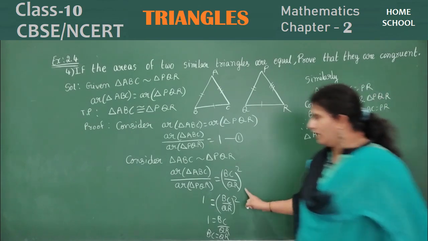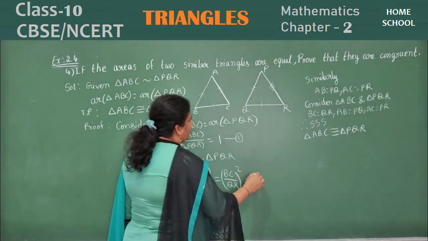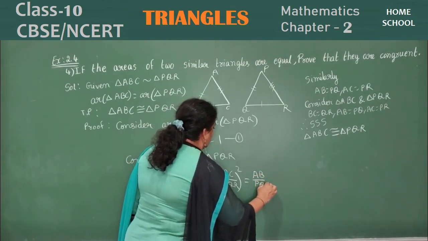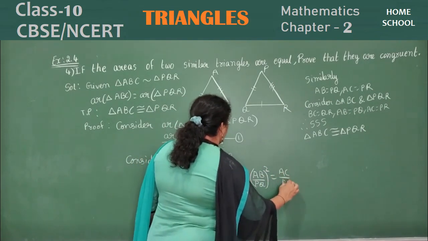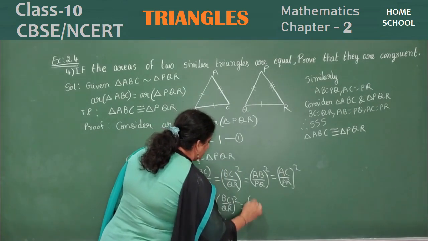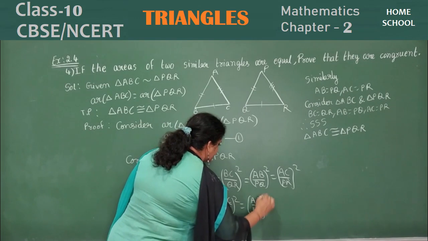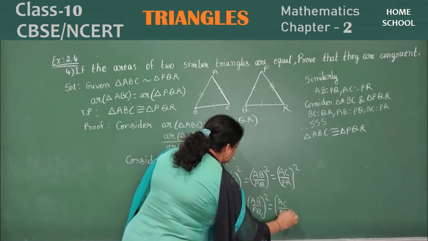So children, look here, if you want you can write like this also. You can equate other sides: AB by PQ whole square is equal to AC by PR whole square. So when you equate separately, you can get the same answer, or write all in the same line, you will get the same answer.